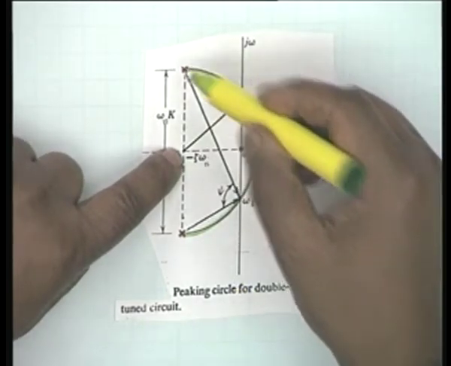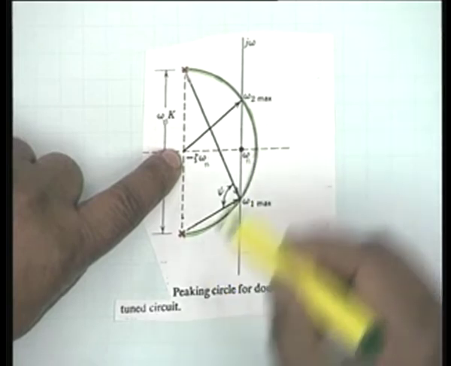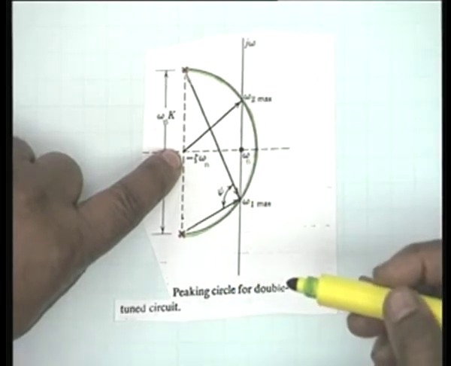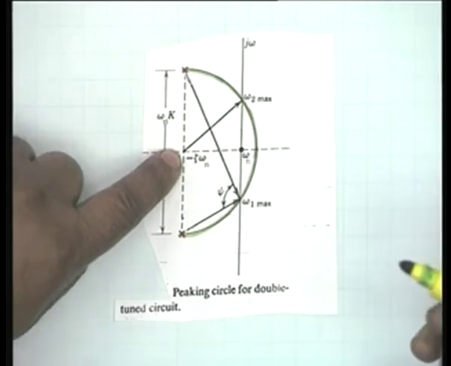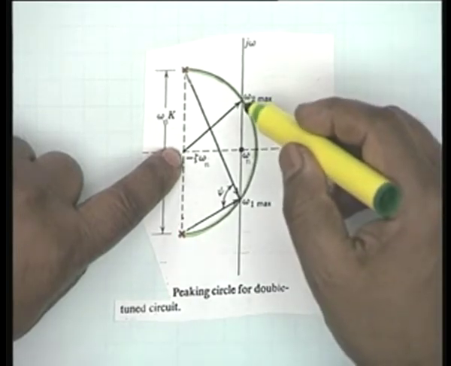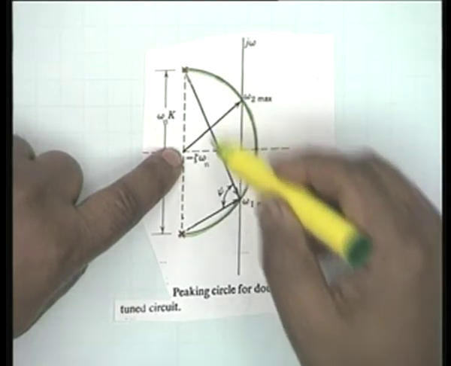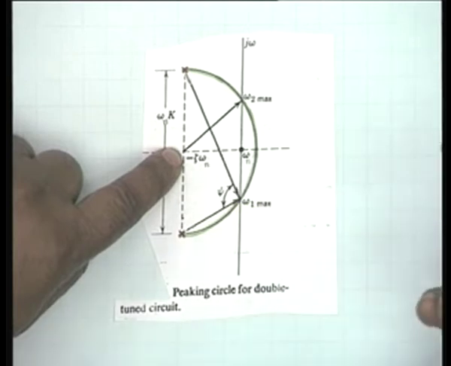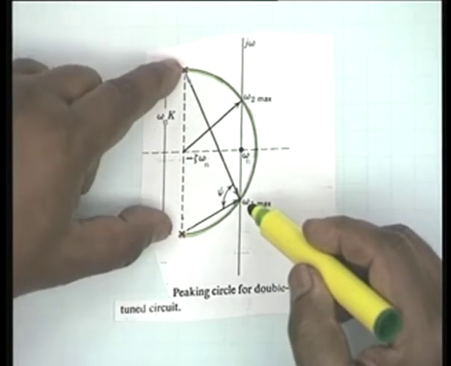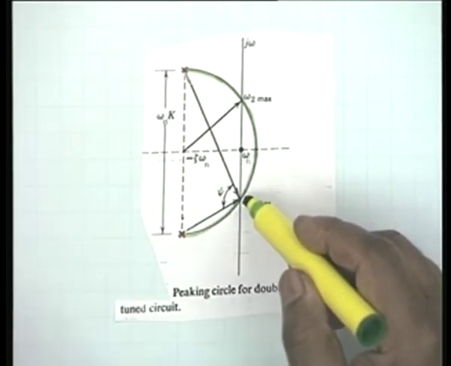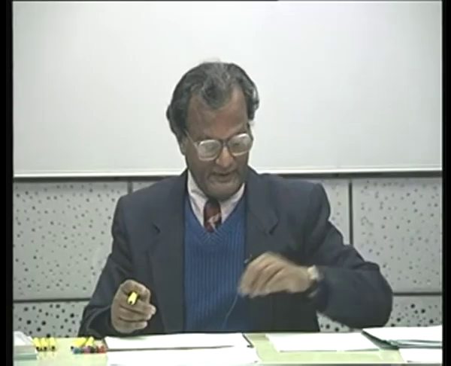We assume that omega n k by 2 is greater than zeta omega n, so that there are 2 intersections with the j omega axis, and these intersections are called omega 2 max and omega 1 max. All right. At both of these points, the magnitude will be a maximum, because this angle psi, the derivation of which we are coming to in a moment, is 90 degrees here. This is the diameter and this is an angle subtended on the circumference, so the angle psi must be pi by 2.